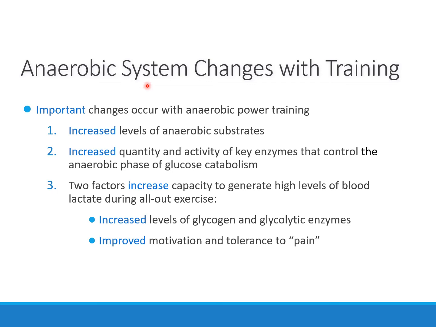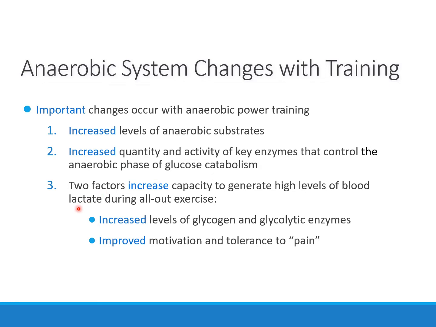So next we'll talk about the anaerobic system. This is kind of that sprint system we talked about, that really quick acting system. And important changes occur within the anaerobic power training system with training. Number one, we get increased levels of anaerobic substrates. We get increased quantity and activity of key enzymes that control the anaerobic phase of glucose catabolism, so glucose breakdown.